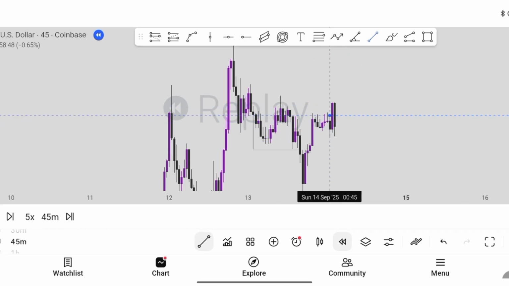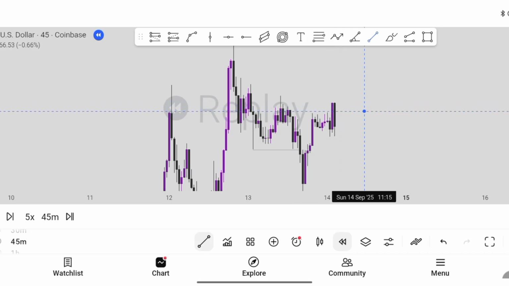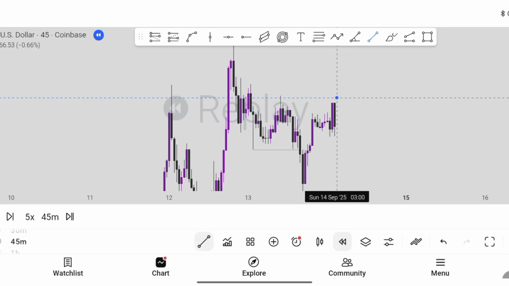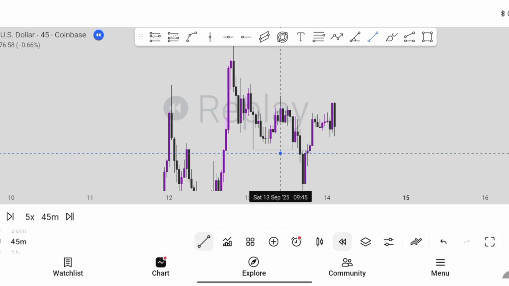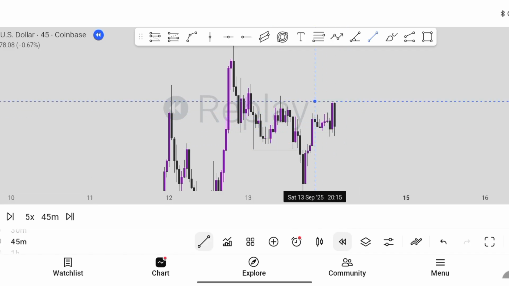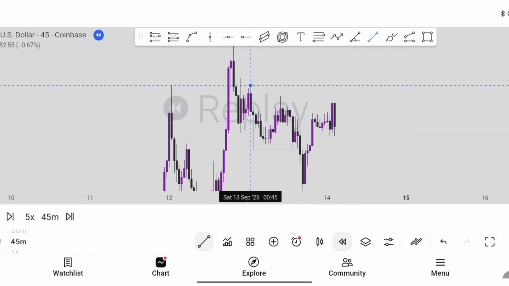All right, since we have this break of structure right here, you need to understand that where this accumulation started will basically be your inducement. I can denote this because from here the market came to this particular point, gave us this break of structure, and then we still see the market inside of this zone. So you can denote this as your liquidity or inducement.